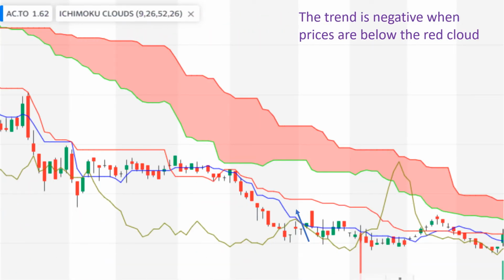The trend is negative when prices are below the red cloud. That is the conversion line, indicated with the blue color. This is the baseline, indicated with the red color. That is span A and span B, both of which make up the Kumo cloud.